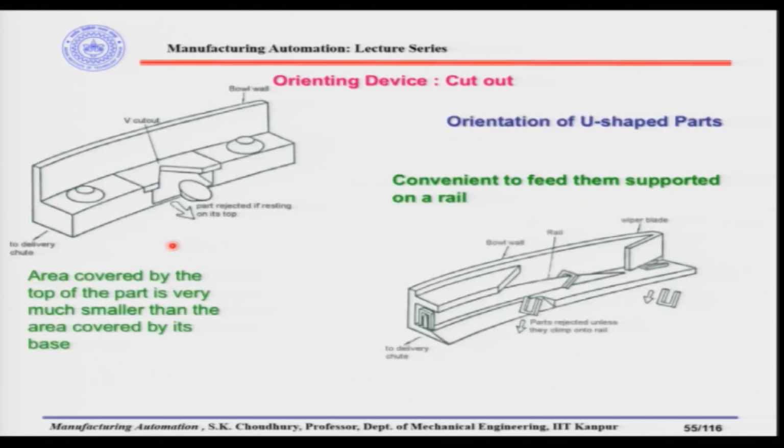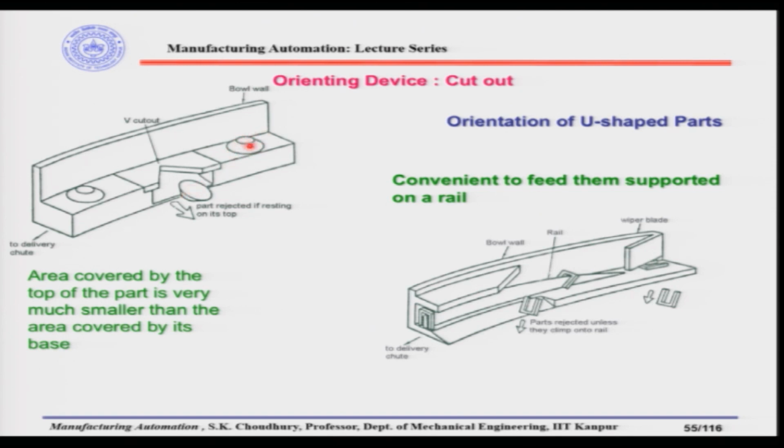Next, let us look at the orienting device here, which is a cutout, quite similar to the scallop. Here we use it for a part where the diameter at the top and the diameter at the bottom are quite different. Okay, so they are conical in shape, as shown here. Through the track, the parts will be coming either with the bigger diameter down or with the bigger diameter up.